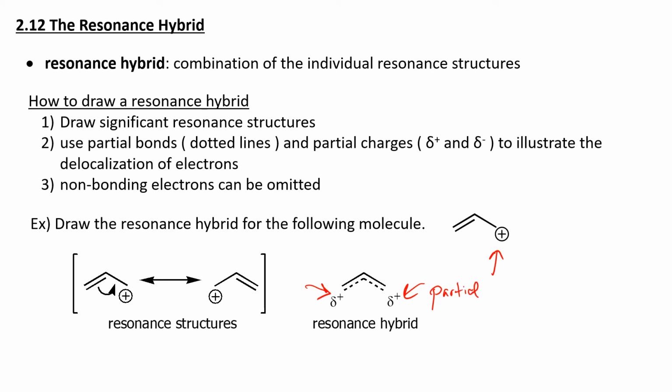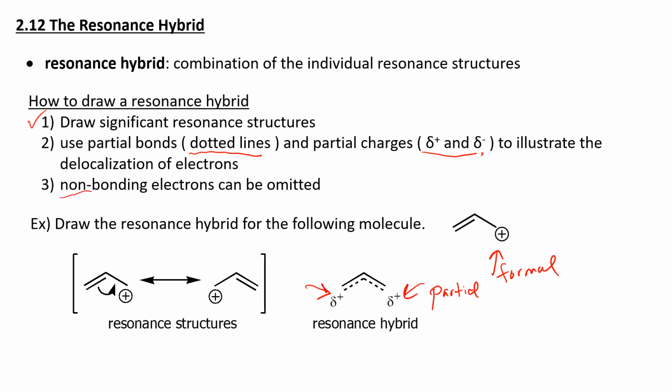Partial charges are more stable than a full formal charge because the electron density is spread out over multiple atoms as opposed to being localized on any particular atom. So that imparts resonance stabilization. When we want to draw a resonance hybrid, you first need to draw each of the significant resonance forms, and then we're going to use these dotted lines and partial charges to illustrate the delocalization of electrons.